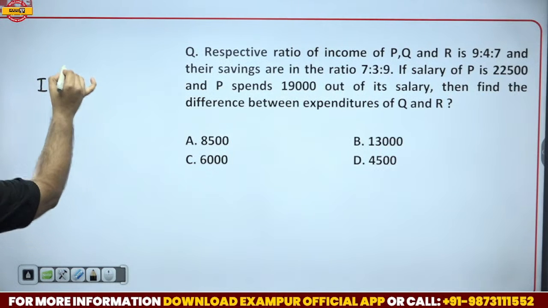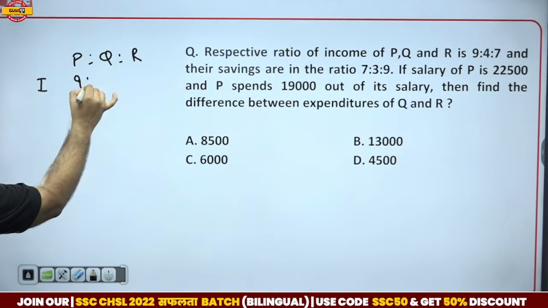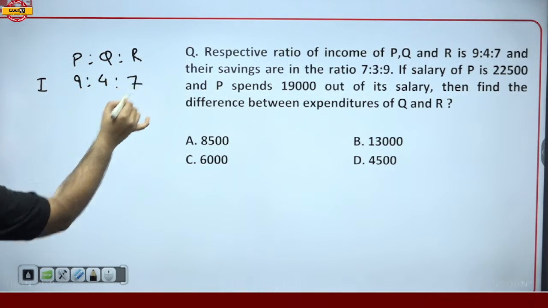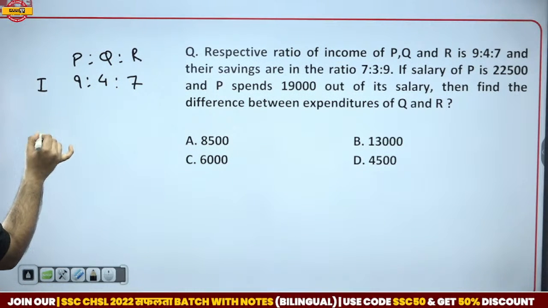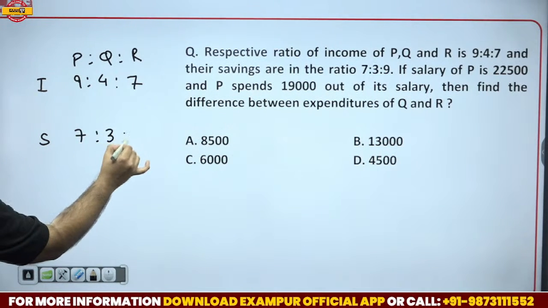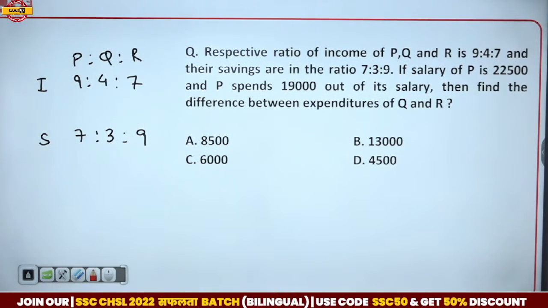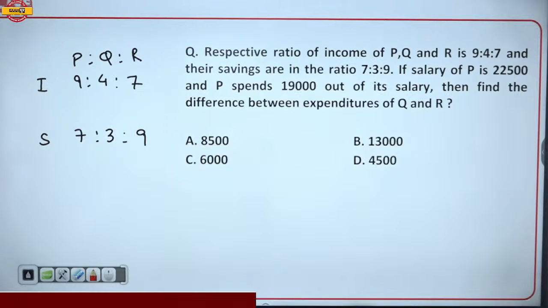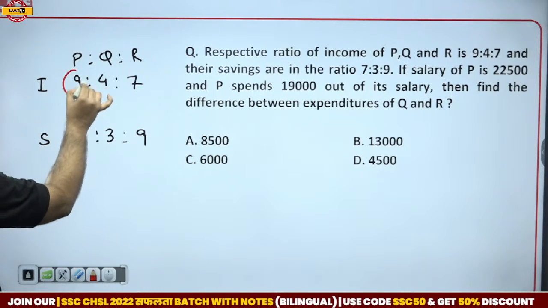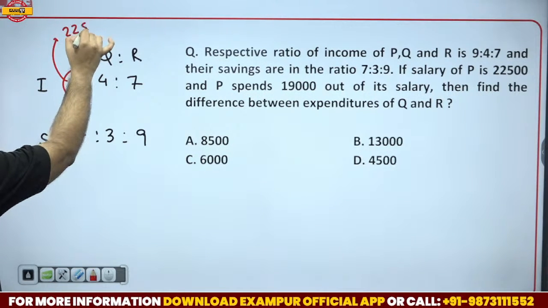Income of PQR is 9 ratio 4 ratio 7, and their savings are 7 ratio 3 ratio 9. Salary of P is 22,500. Salary of P means income of P. 9 is given as 22,500.